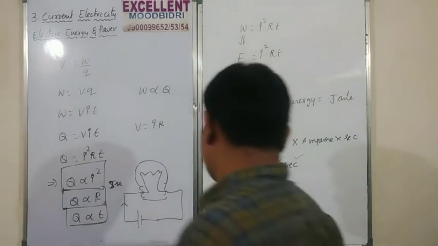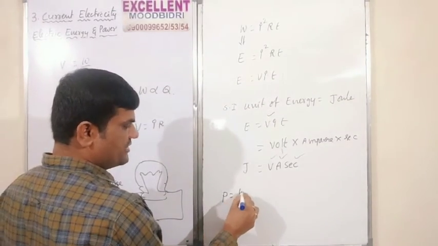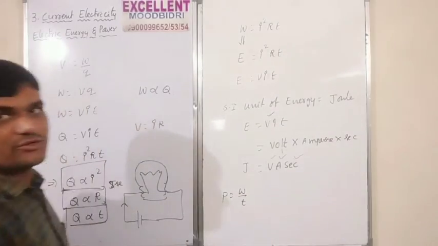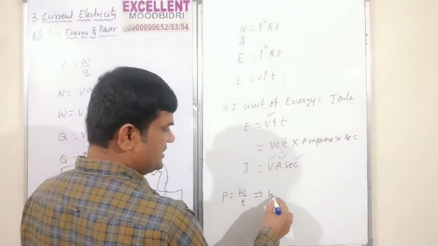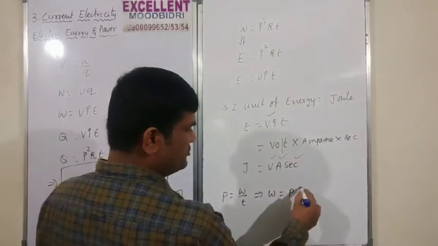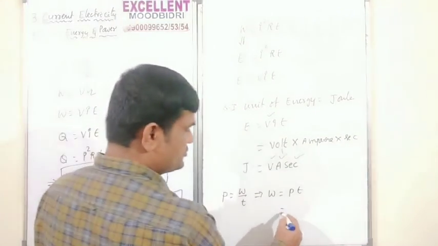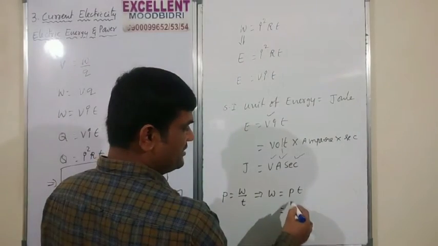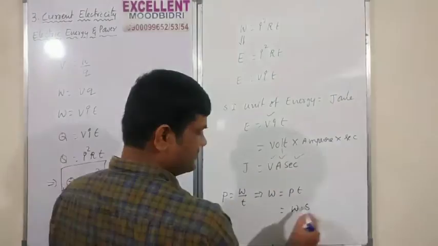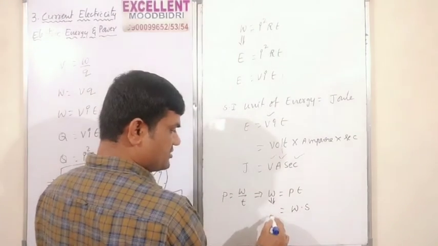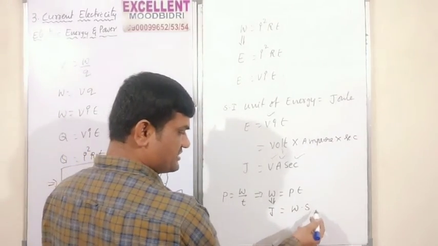Now the power related formula. Power is equal to work done by time. So work, that means energy, is equal to P into T. What is the SI unit of power? Watt, into second. So the SI unit of work done is joule. Correct? One joule is equal to watt into second.